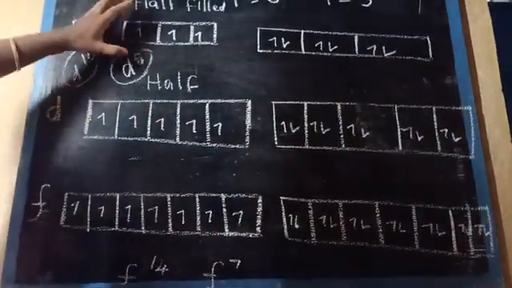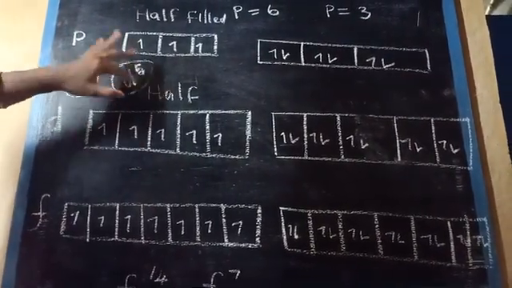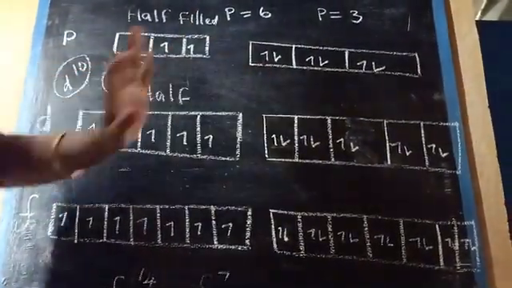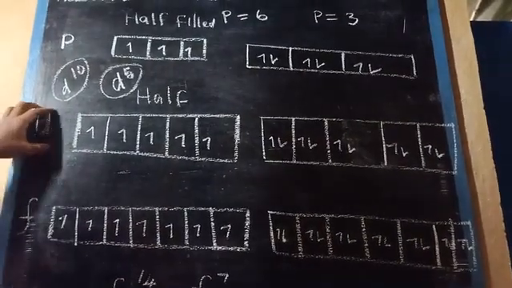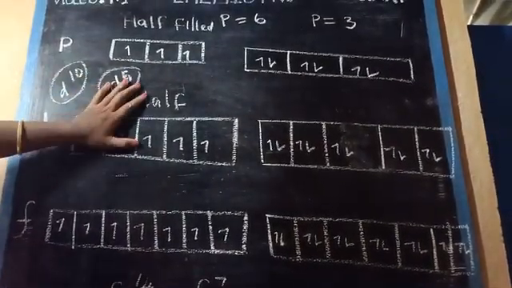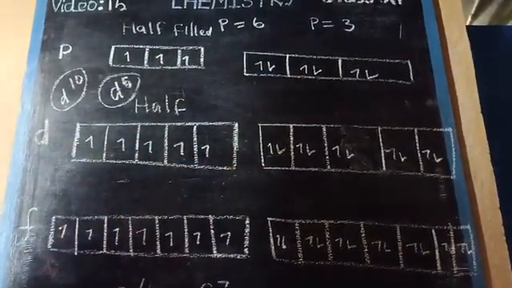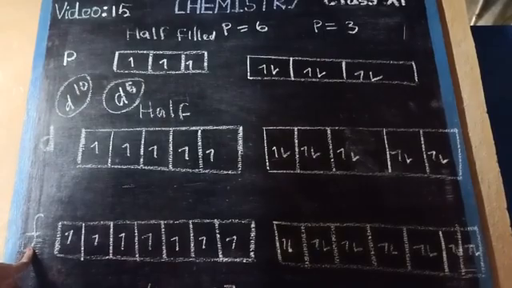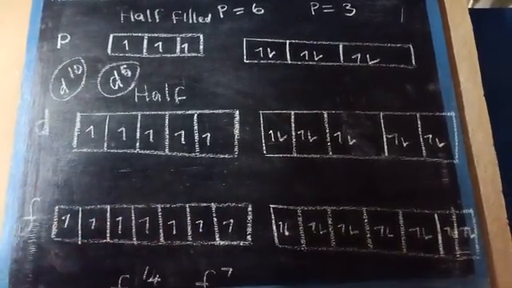If the element has a half filled p orbital, it is more stable. Otherwise, a completely filled one is also more stable. In the d5 configuration, the atom is more stable. In the d10 configuration also it is more stable. In the f orbital, f7 as well as f14 is more stable.